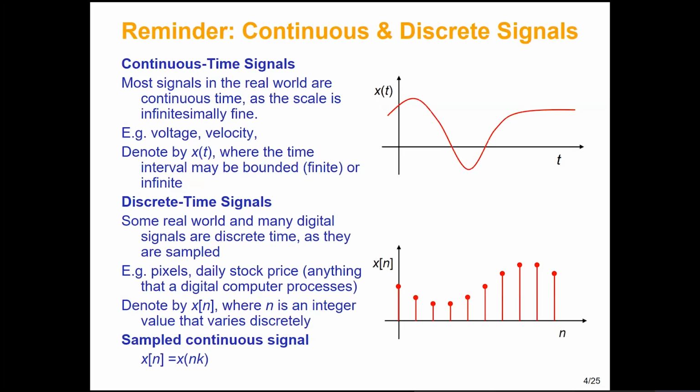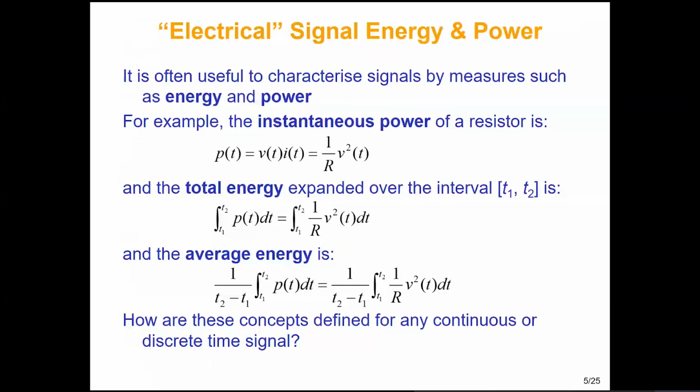Just a reminder, last time we saw two types of signals, continuous time and discrete time, and how we represent them. Most of the real world signals are continuous, and we can get a discrete time signal from a continuous time signal just by taking samples. So here some very basic things about signals are covered.